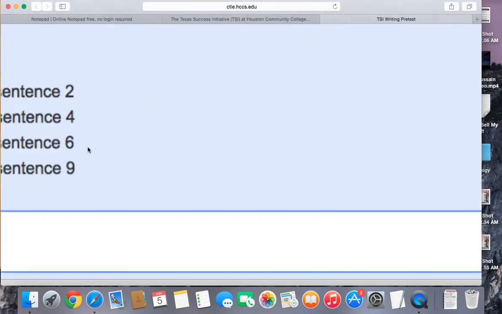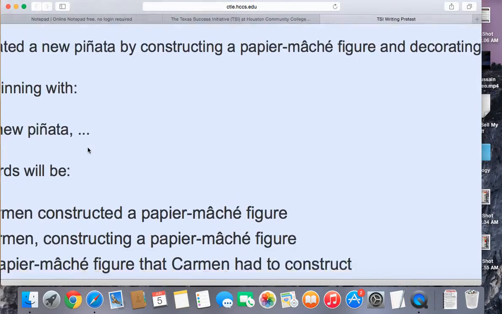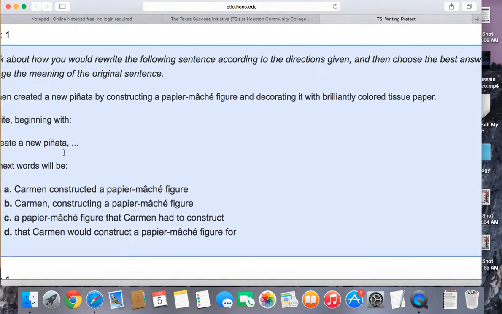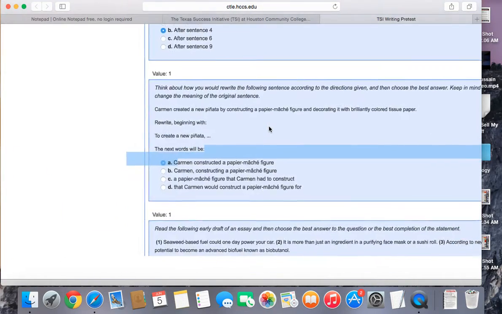Okay, look, let's see here. Okay. Our main focus is not who constructed it. It's to create. What you gotta do, man? Yeah, they don't wanna know who constructed it. So that's why you gotta put Carmen constructed a paper mache figure.